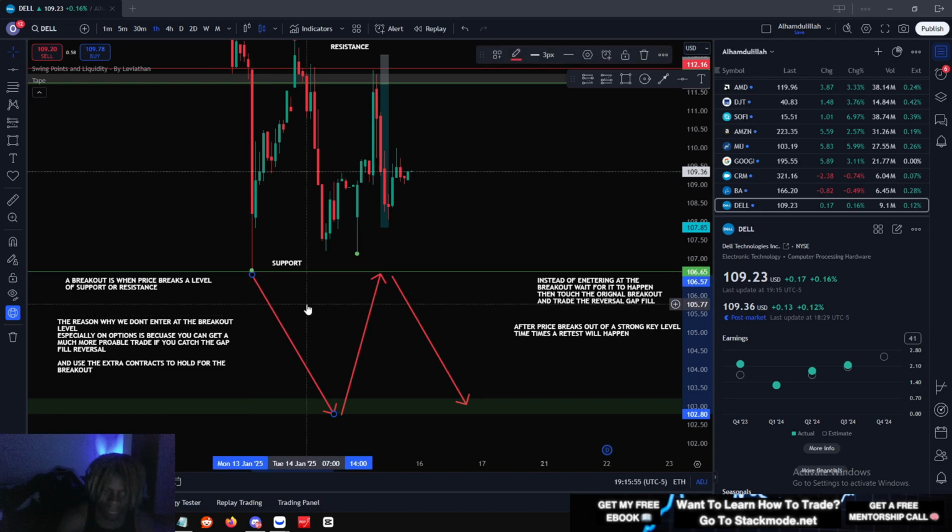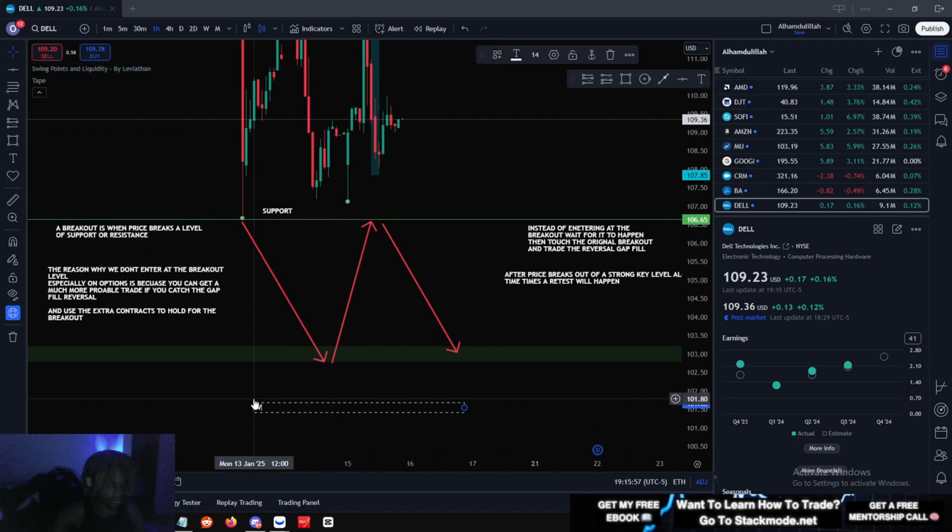As soon as the market comes back, when the market reverses back to the entry of a key breakout level, if it's a true level, price will reverse at the original entry, and you can catch it, and you can catch the gap fill. Almost 100% guaranteed.